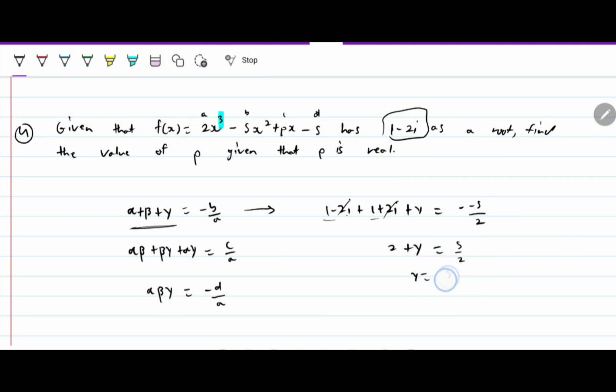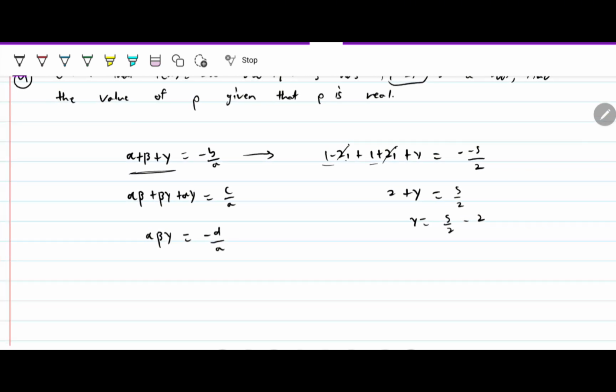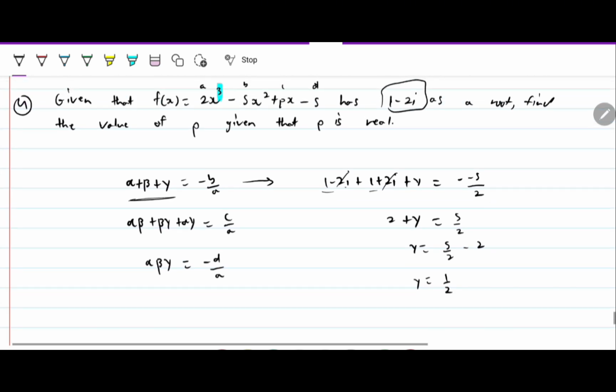Gamma is equal to 5 over 2 minus 2, right? Now, 5 over 2 is 2.5. 2.5 minus 2 leaves me with 0.5. So my answer is going to be a half, 0.5. That's gamma. That's our third root. All right, so I got that.